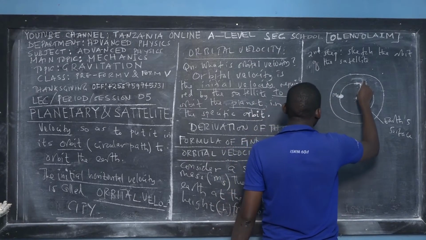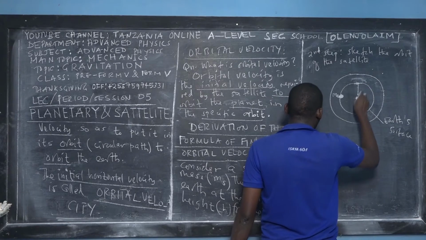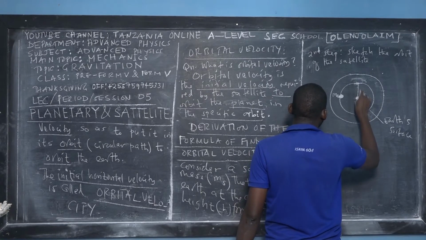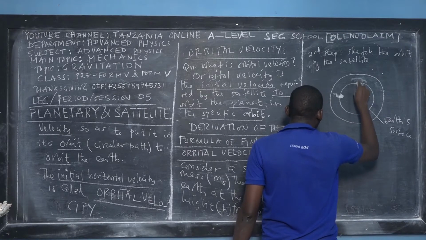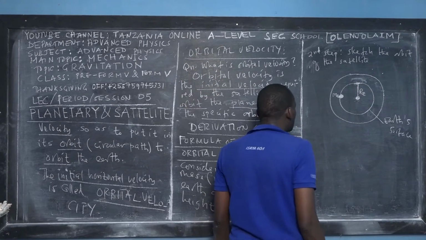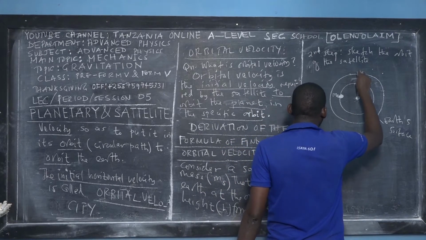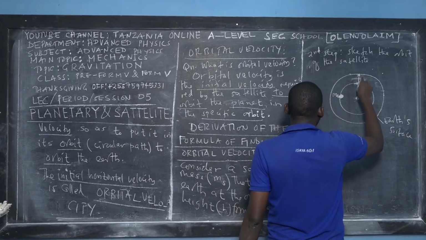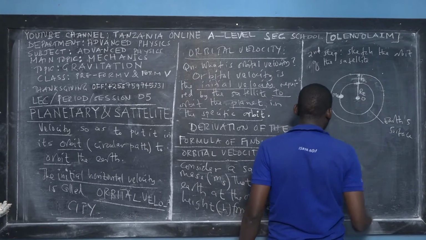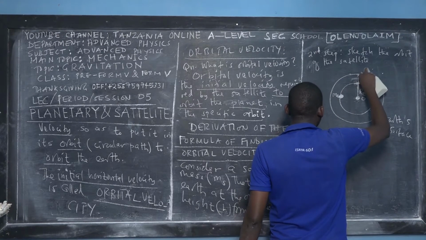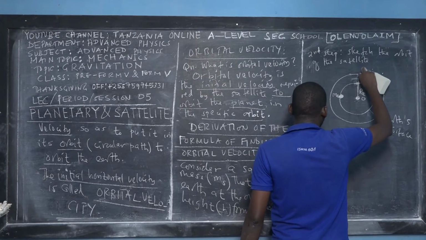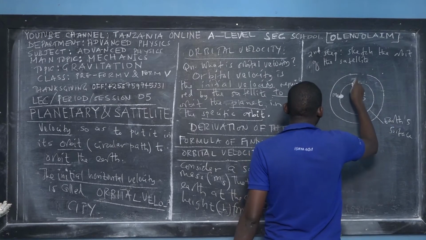So here we have the radius of the Earth, RE, from the Earth's surface to the center of the Earth. Remember, this is the center, we call it O. Again, this is the height, the height where the satellite has been placed. For clarity, this height is measured from the Earth's surface.